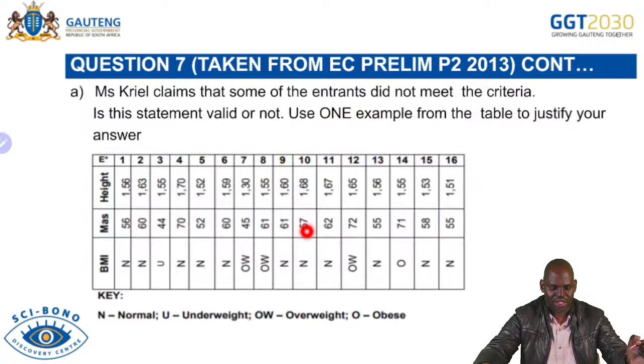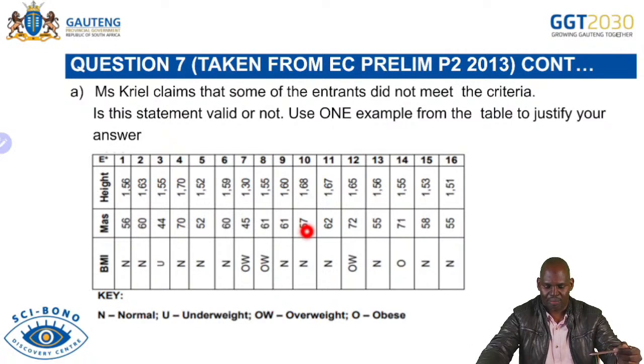Okay, let us look at the next information. Ms. Krill claims that some of the entrants did not meet their criteria. Is this statement valid or not? Use one example from the table to justify your answer.